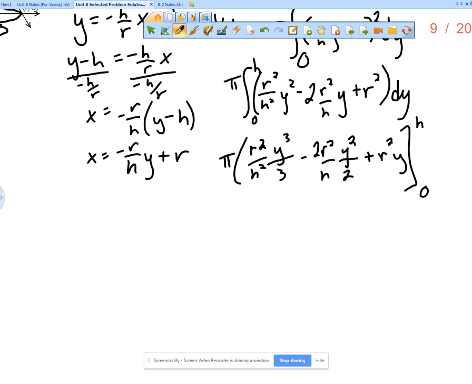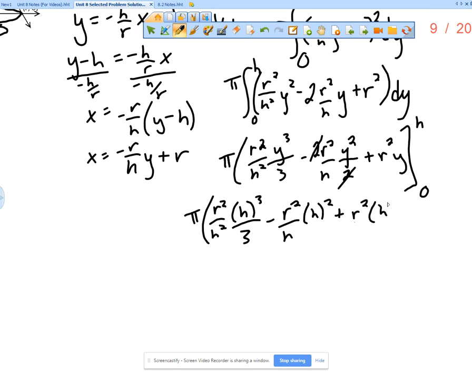Now, very important that you remember, we are plugging h in for y. So what do I have? I have pi times r squared over h squared times h cubed over 3, minus, the 2's we could reduce there, r squared over h times y, which is h squared, plus r squared times h. That's the first part. And then minus, now we're going to plug in 0 for y. So the whole thing is just going to end up being 0, so we can just put 0 there.